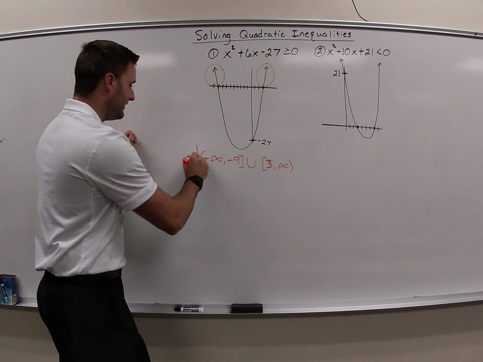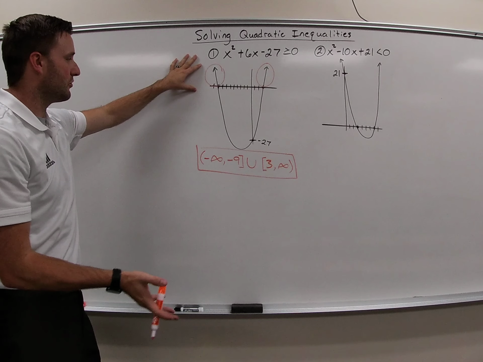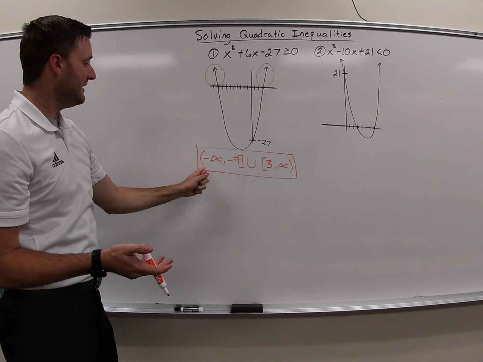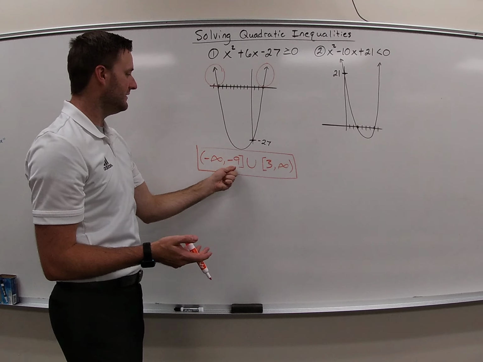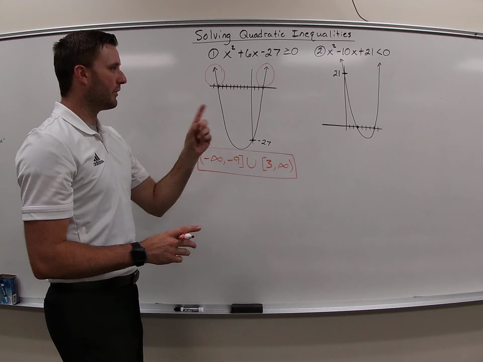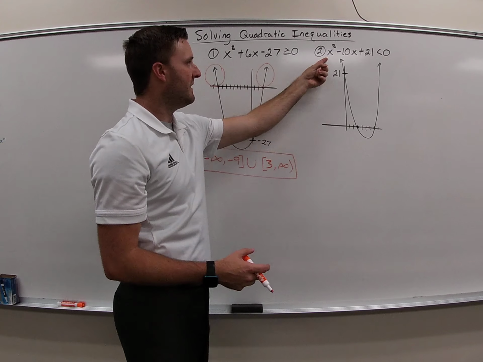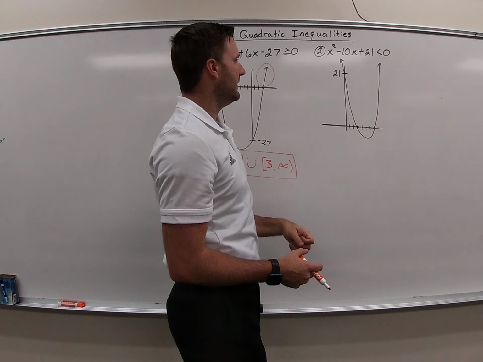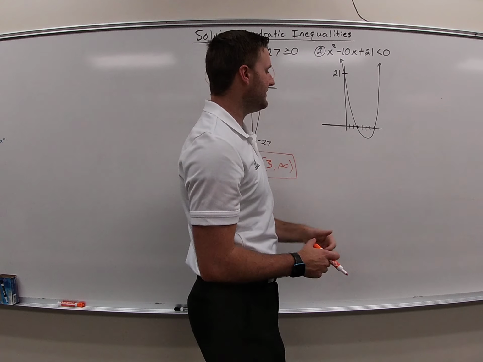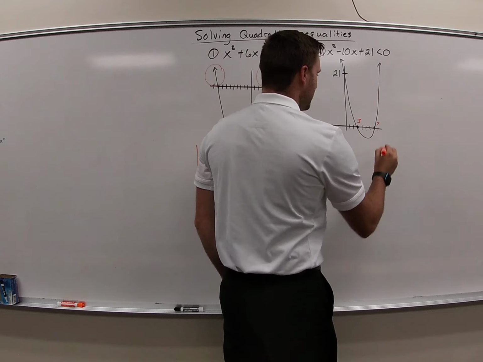So our final answer is all the x values that are going to make this true, where it's greater than 0, give us a y value larger or equal to 0, going to be from -infinity to -9, or from 3 to +infinity. We're going to do the same thing for number 2. So number 2, if you want to pause the video so you can type this in, we have a y-intercept of 21. If we factored this, we would get solutions at 3 and 7. And so here we have 3, and here we have 7.